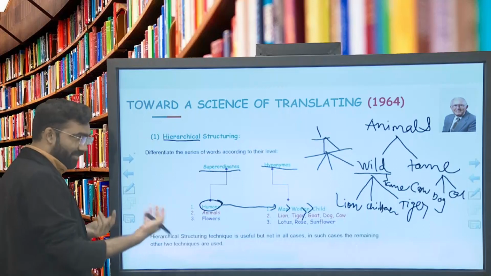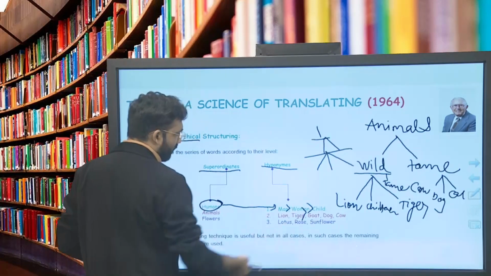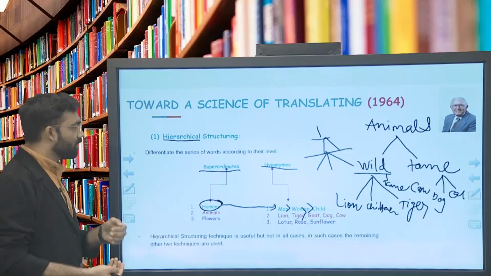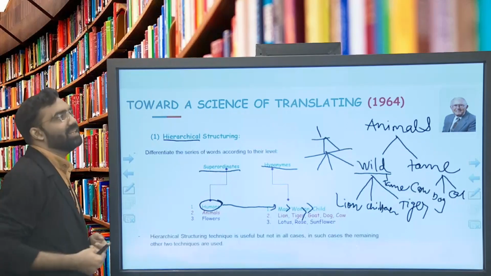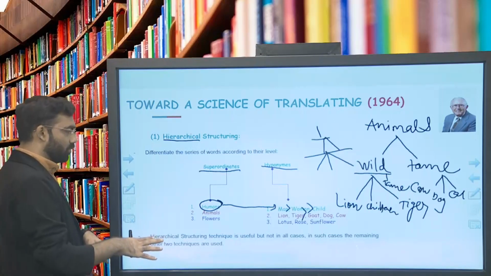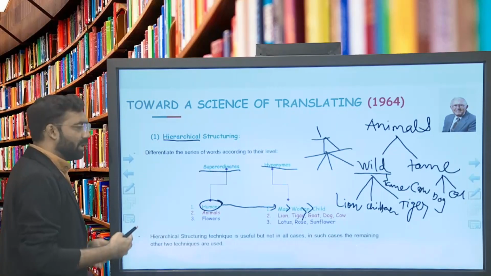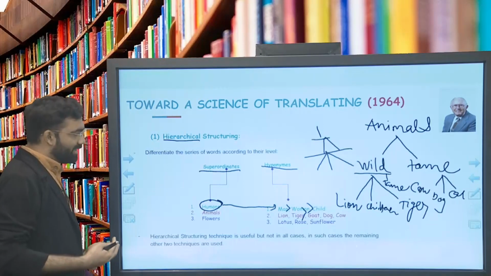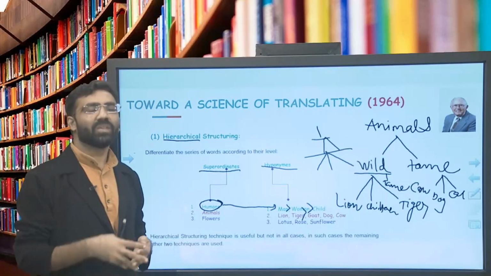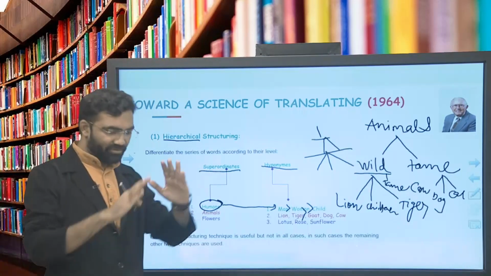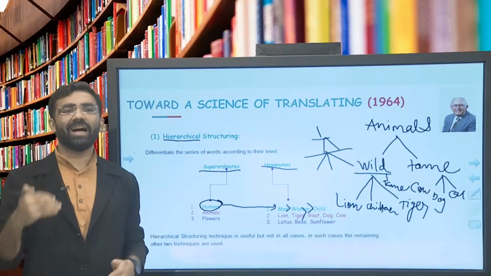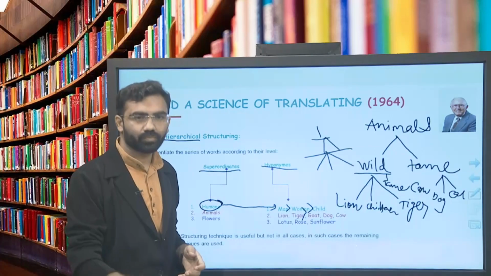Then flowers. Flowers can also be divided into lotus, rose, sunflower. Some flowers smell strong, some flowers smell light. Then you can create a hierarchy in that. So the hierarchical structuring technique is useful at times, but not in all cases. In such cases, the other two techniques can be used. So let's learn the other two techniques. The first one, hierarchical structuring, I'm sure it's clear. You create a hierarchy of words that are given to you.